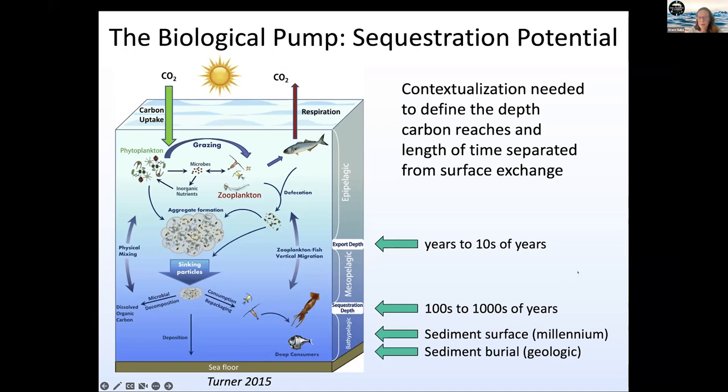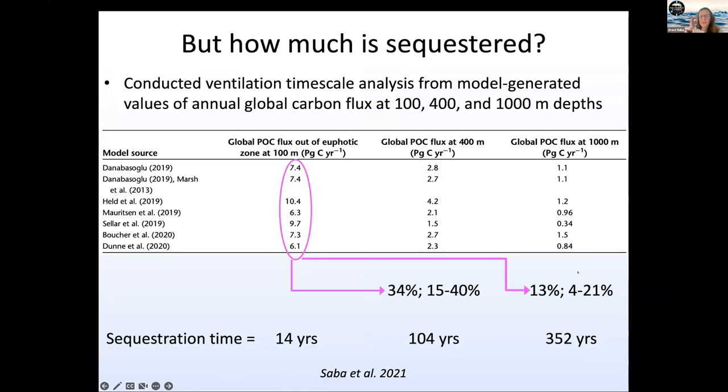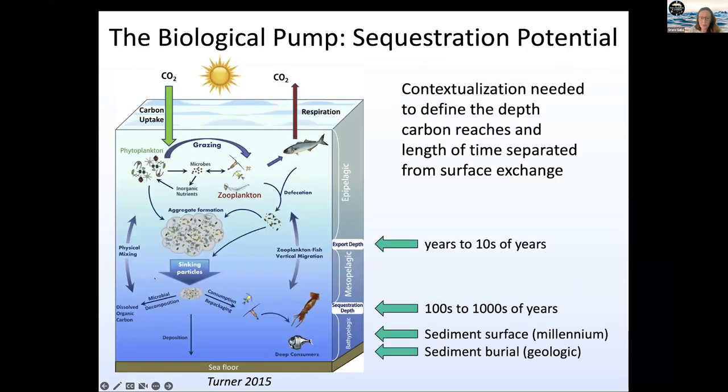But we do need to think about that. The interesting thing with the sequestration depth, and I'll go back real quick, is that these mesopelagic fish are migrating to these areas. So they can cause a real big transport of that carbon going into that sequestration depth.